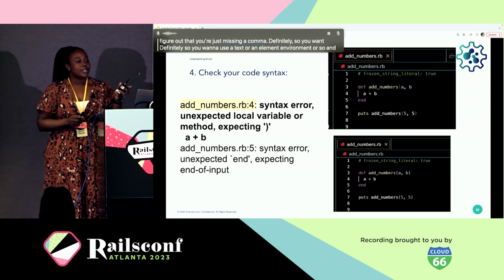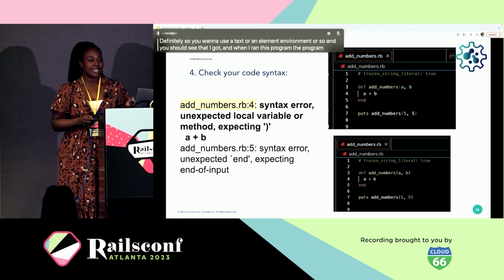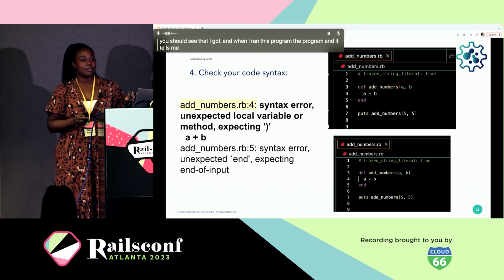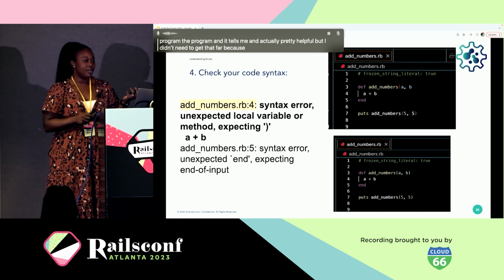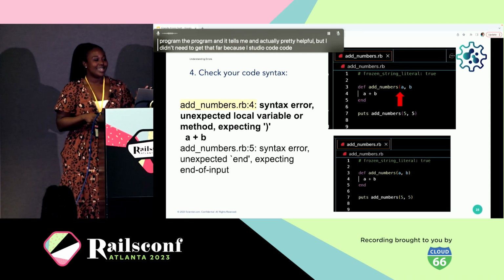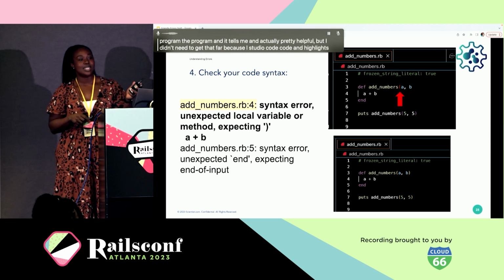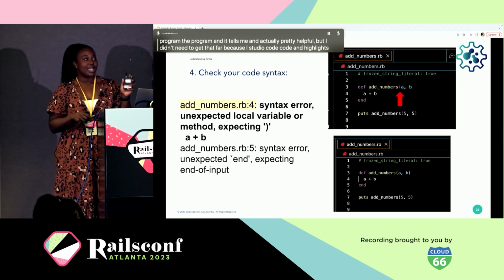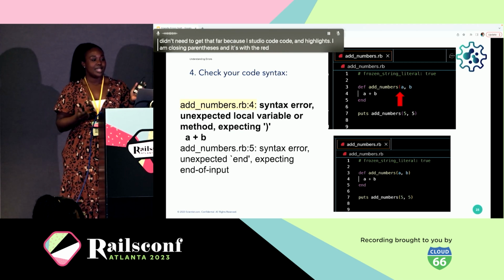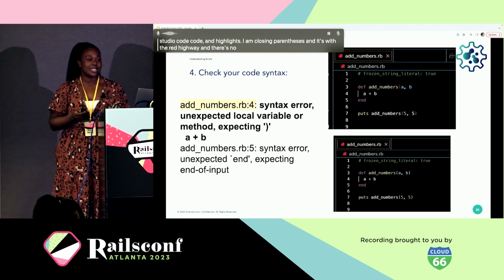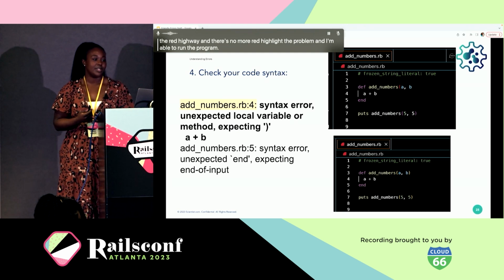So in this example, you should see that I got an error when I ran this program. The program didn't run, and it tells me I have a syntax error, and the error is actually pretty helpful. But I didn't need to get that far because I used VS Code, and it highlights my syntax errors as I type. So in this case, I am missing a closing parenthesis, and it's letting me know with a red highlight. And in the bottom example, there's no more red highlights, so you can see that I fixed the problem and I'm able to run the program again successfully.